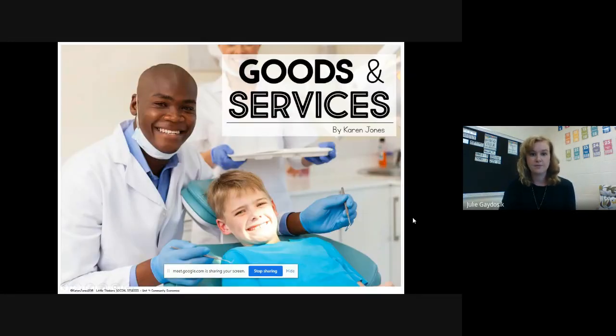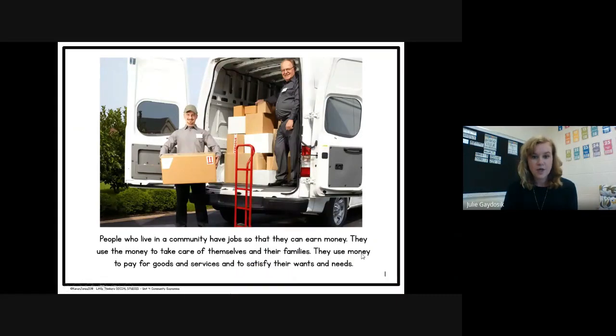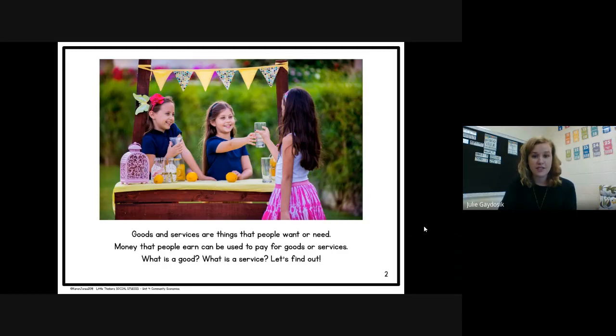Goods and services. People who live in a community have jobs so that they can earn money. They use the money to take care of themselves and their families. They use money to pay for goods and services and to satisfy their wants and needs. Remember, we talked about wants and needs and what truly is a need and what is a want. Goods and services are things that people want or need. Money that people earn can be used to pay for goods or services. What is a good? What is a service?